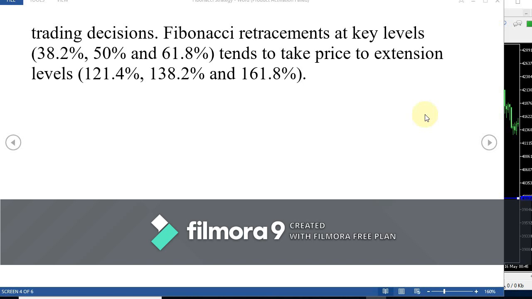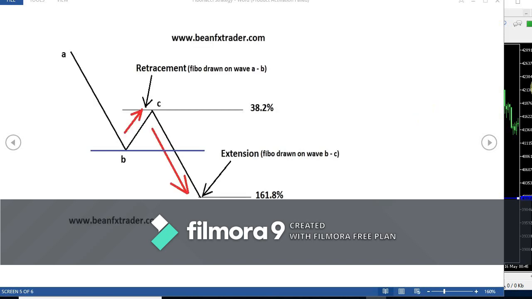Price moved from point A to point B. Then a retracement occurred up to point C, which is a 38.2% Fibonacci retracement level, before price now continued the bearish trend for us to now have an extension. The price extended up to the 161.8% Fibonacci level.